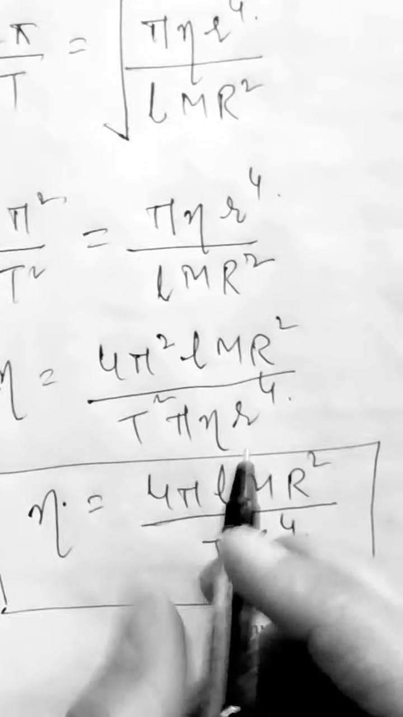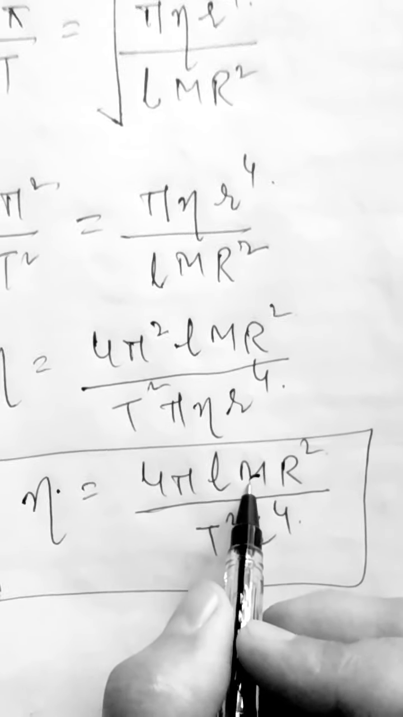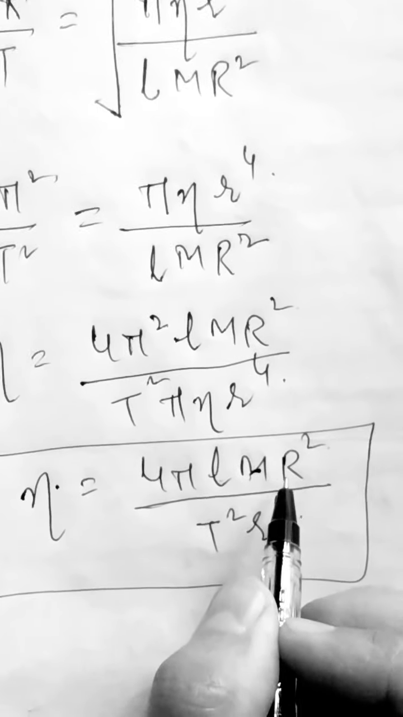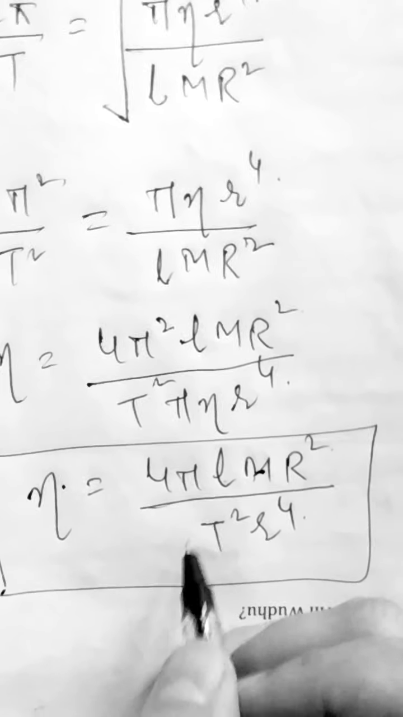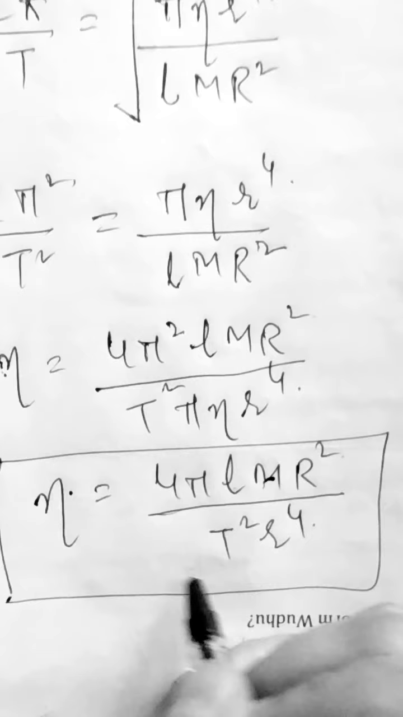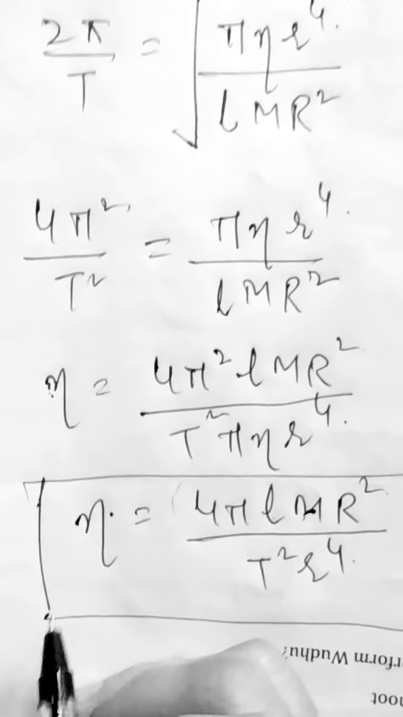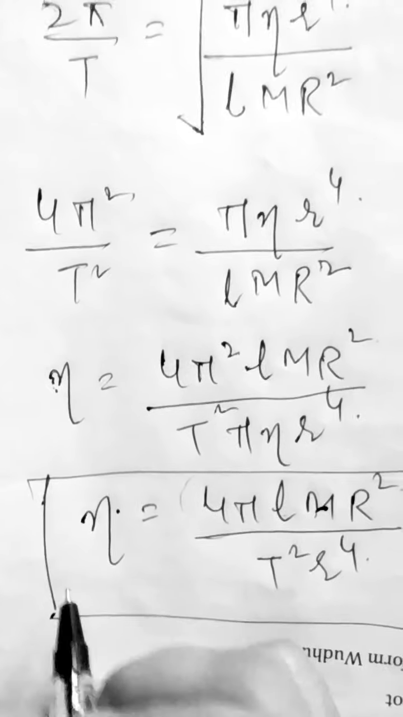And in a laboratory, you can easily find the mass of the disc, you can find the length of the cylinder or the wire, and the radius using a vernier caliper and other things. So all these things can easily be determined with the help of different instruments in a lab, and finally you are able to calculate the modulus of rigidity using a torsional pendulum. That's all.